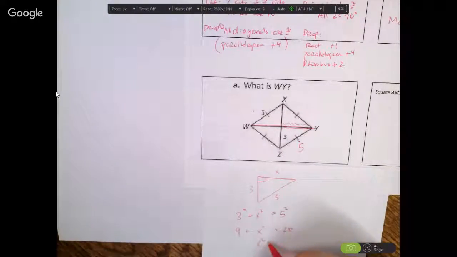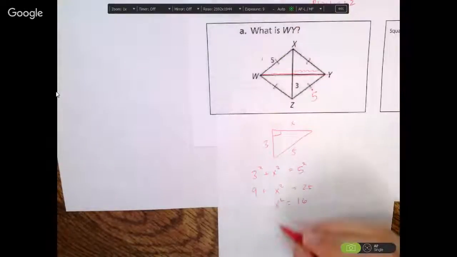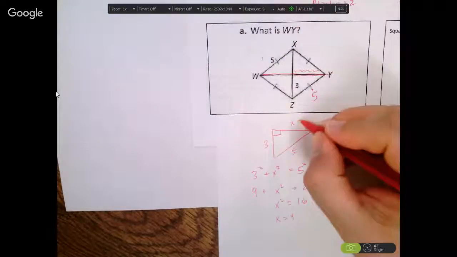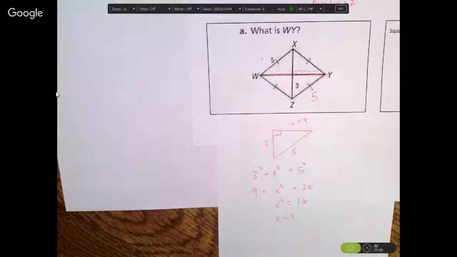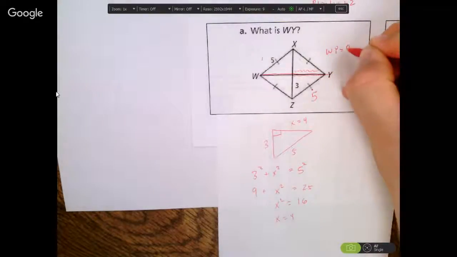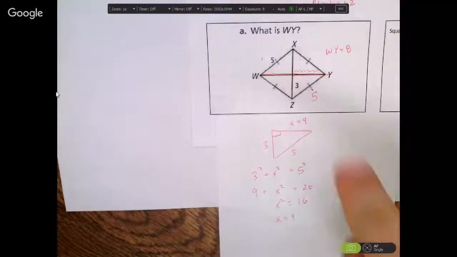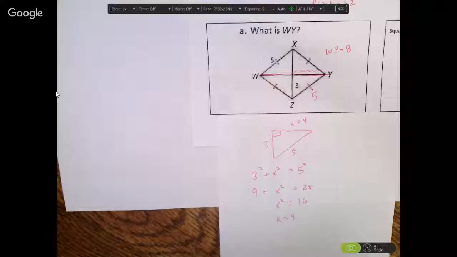I forgot about it, it was 4. We did that last year too. So that means the answer to WY is 8. Honestly, when I first looked at it, I thought you'd be able to go, oh, it's 5, or oh, it's 3.